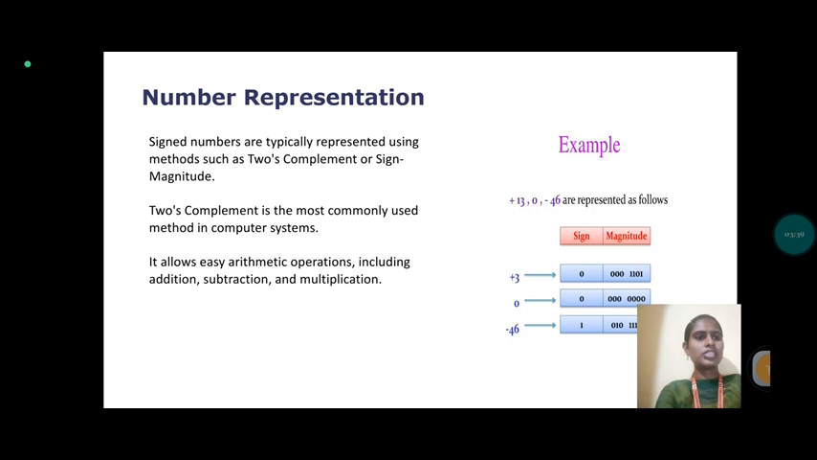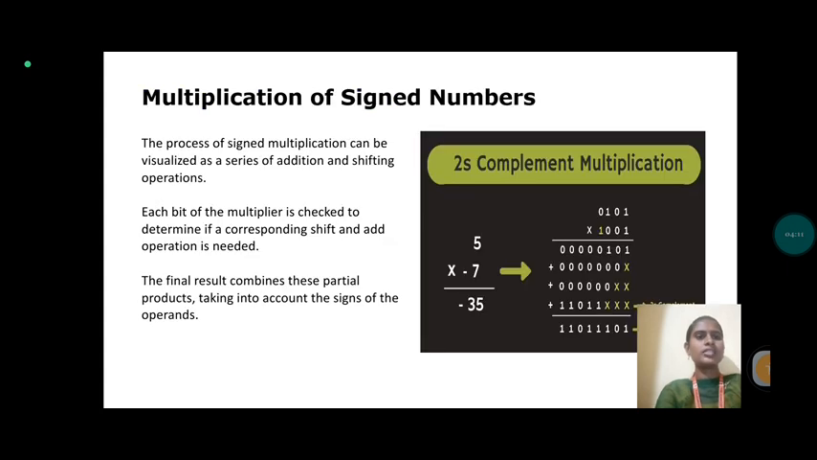Here is the example: plus 3, 0, and minus 46 are represented as follows. Sign and magnitude. Here plus 3: sign is 0 and magnitude is 000110. Then 0: sign is 0 and magnitude is 000000. Next, minus 46 is 1 and 101111.